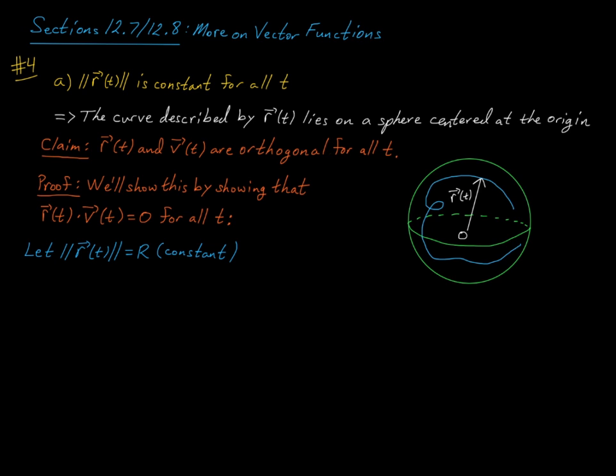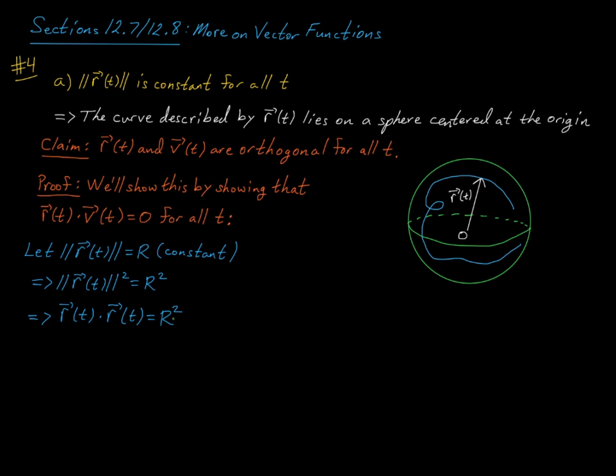Now go ahead and square both sides. So the magnitude of our position vector squared is equal to the square of the radius of the sphere. And now we'll use this property of dot products that says that if you take a vector and dot it with itself, that gives you the square of the magnitude of that vector. So now we have the fact that the dot product of r with itself is equal to the square of the radius of the sphere.